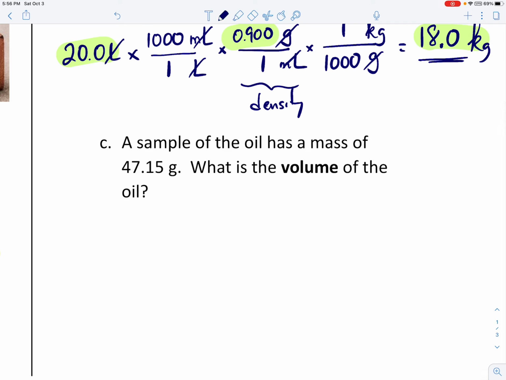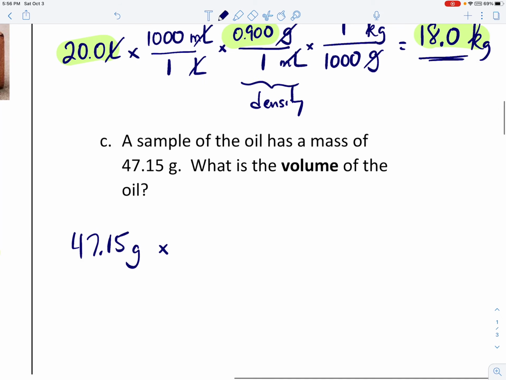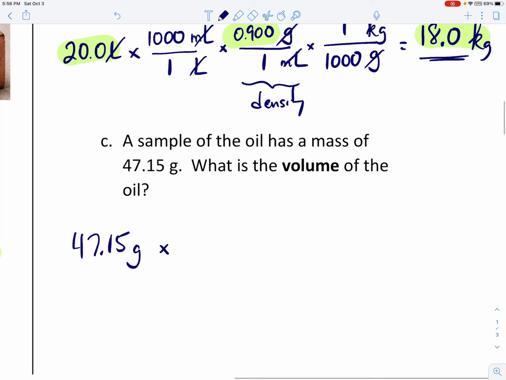Part C, if you think you know what you're doing at this point, pause the video and try it yourself. So we have a 47.15 gram sample of the oil, and we would like to know the volume of the oil. It doesn't tell us what units, so we can use whichever units for volume we like. We'll just use the milliliters, which were the units for volume in the density.